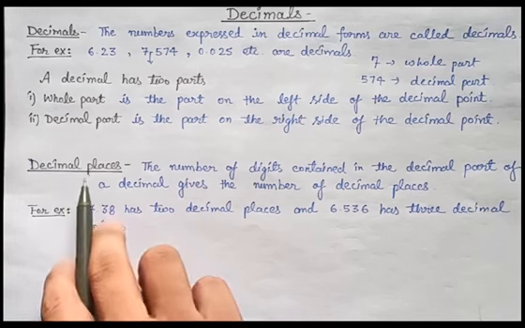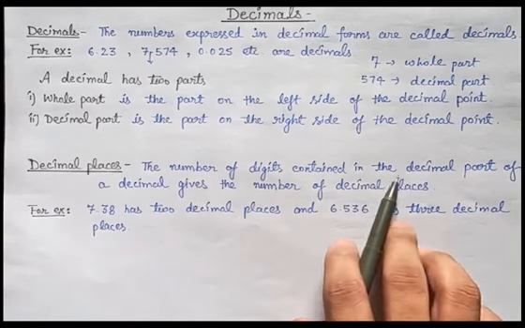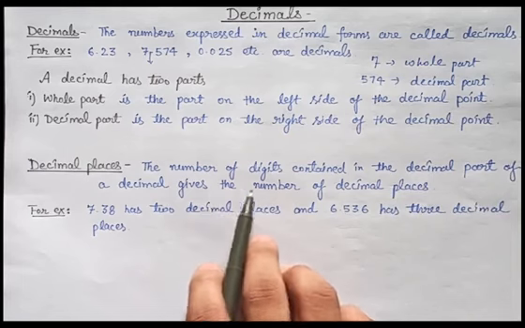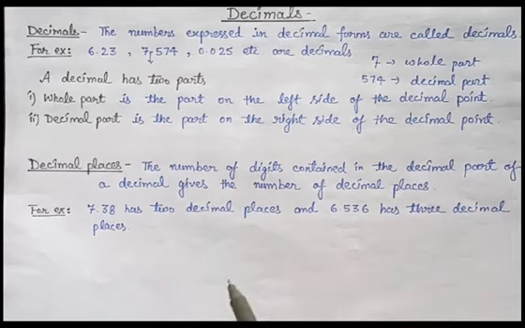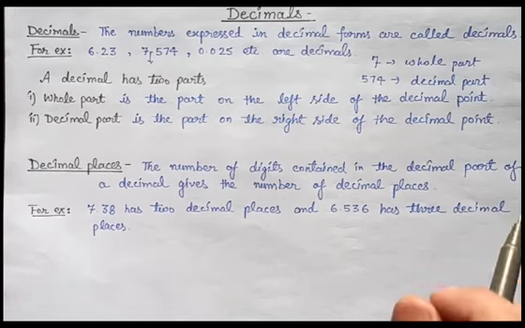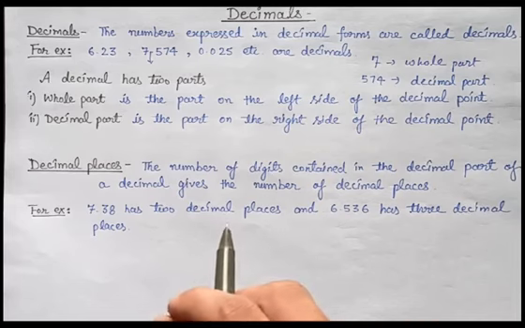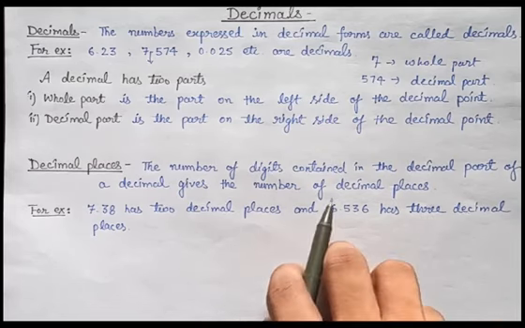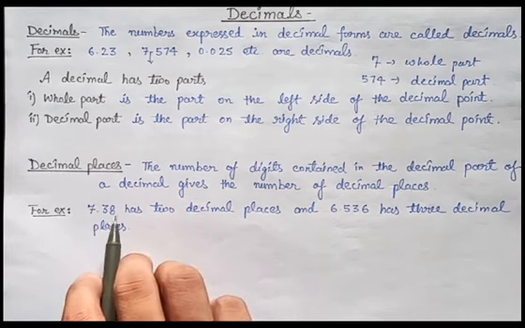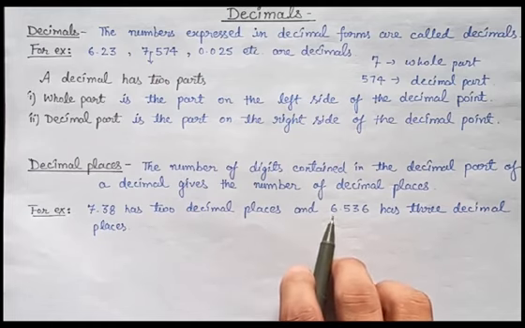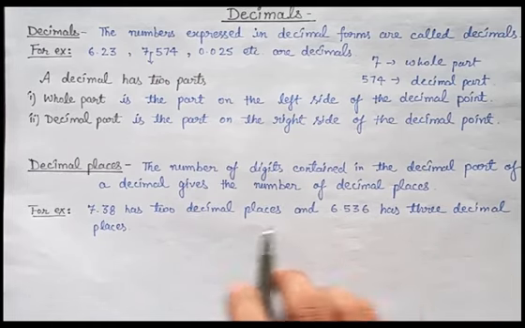So let us see. The number of digits contained in the decimal part of a decimal gives the number of decimal places. It means that if we have a given decimal, then first we have to see the decimal part of that decimal, and we will count the number of digits in that decimal part. So the number of digits that are present in that decimal part gives the number of decimal places. For example, let us see here, it is written 7.38 has 2 decimal places, while 6.536 has 3 decimal places.